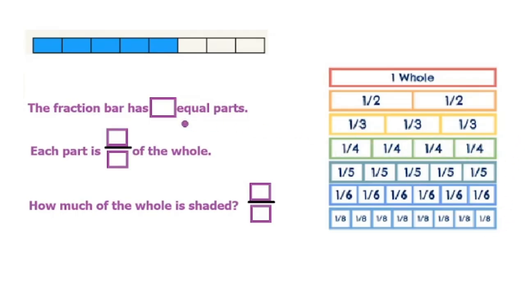So to answer the first part of this question, we just need to figure out how many of these little rectangular bars there are. So let's count them. So there's 1, 2, 3, 4, 5, 6, 7, 8. So it's eighths. This bar is divided up into 8 equal parts. So that's the answer to the first part. So let's put that in. So it has 8 equal parts.